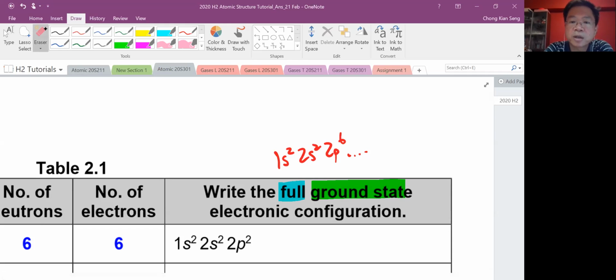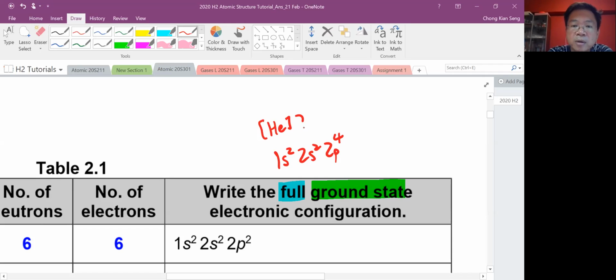For example, let's say I want 1s2, 2s2, and 2p4. Instead of writing the full, I can use the fact that 1s2 is the electronic configuration of helium. So I can write helium 2s2, 2p4. Of course, for other periods, I will use a different noble gas: helium, neon, argon, krypton, and so on.